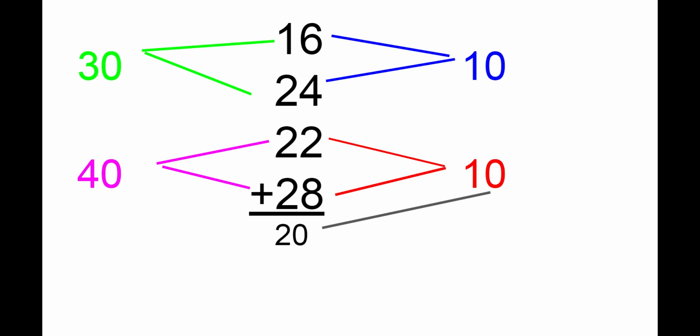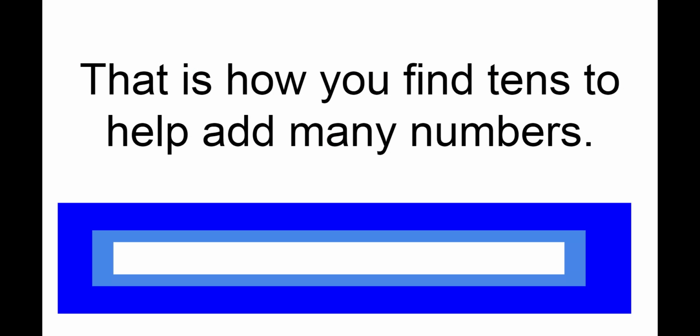And we can record 40 and 30 as 70 and as another partial sum. And lastly, we would add all of our numbers together and get 90. 20 plus 70 is 90. So that is how you find tens to help add many numbers.